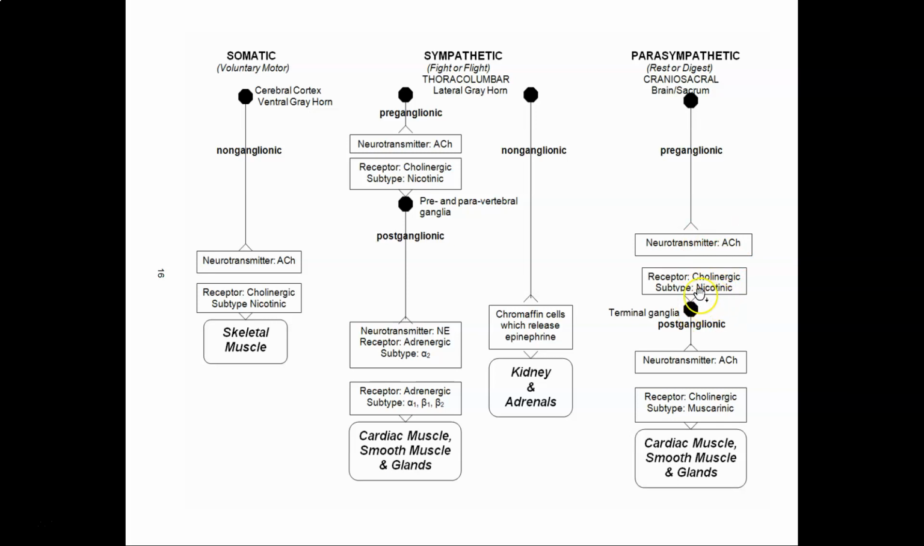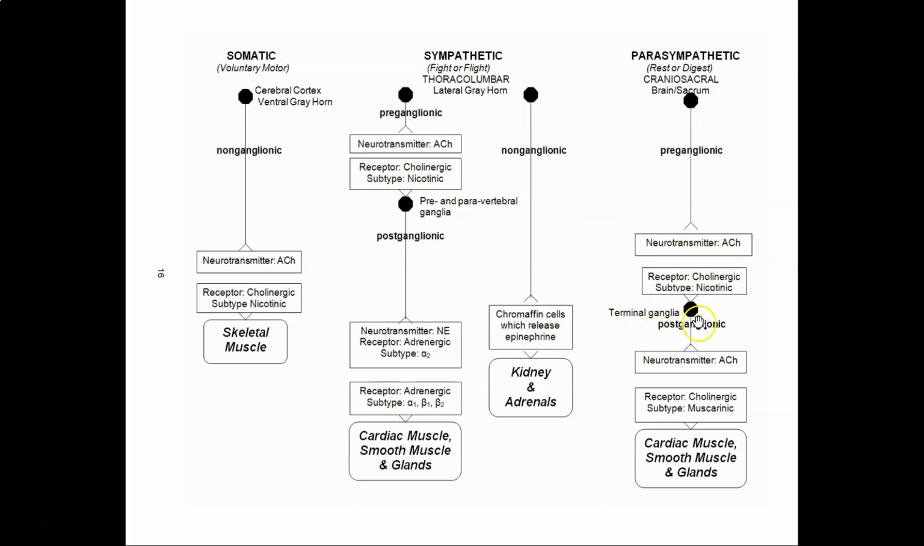So what makes this kind of easy is let's go back and look at the first synapse. So here, for the somatic nervous system, there's only one synapse, right? Because they're not ganglionic fibers. And we release acetylcholine to nicotinic receptors. We come up here to the sympathetic system, and we see that our first synapse is acetylcholine to nicotinic receptors. We didn't talk about it, but not surprisingly, the synapse here at the chromaffin cells is acetylcholine at nicotinic receptors. You don't have to know that, but it is. And then for the parasympathetic, it's acetylcholine to nicotinic receptors. So the first synapse is always going to be acetylcholine and nicotinic receptors.